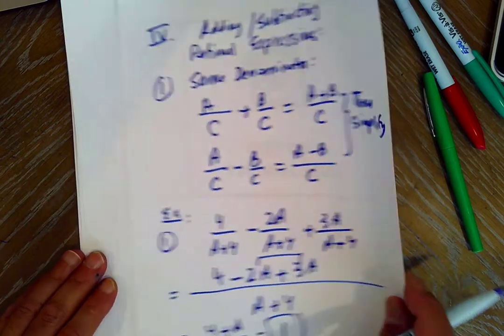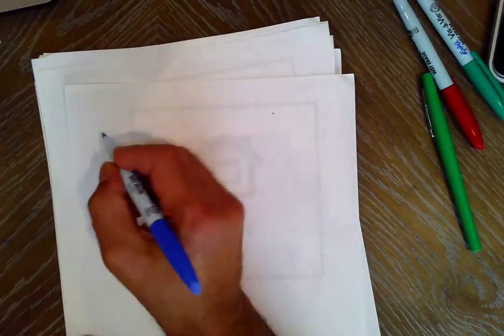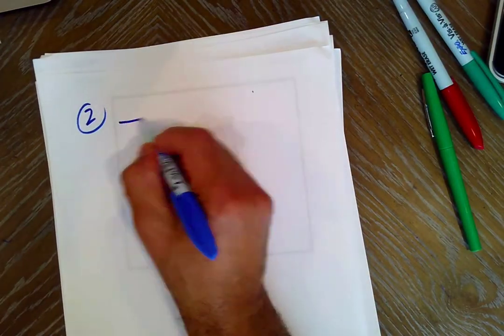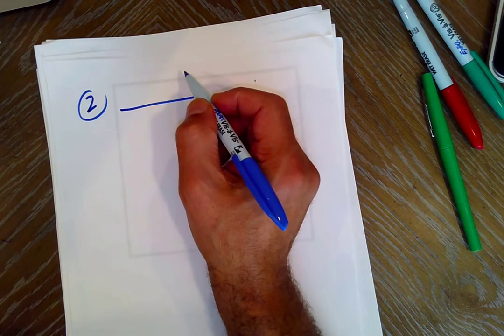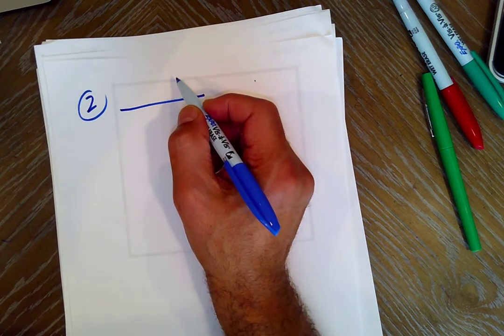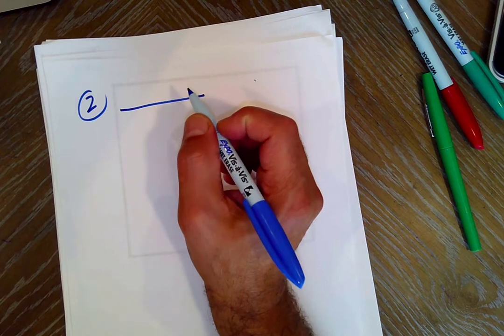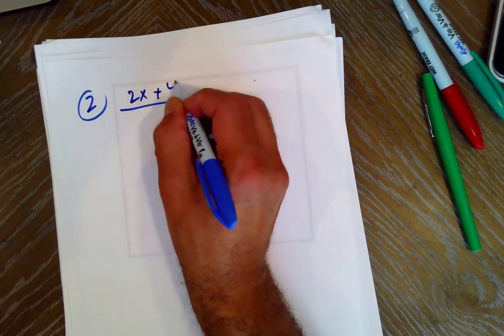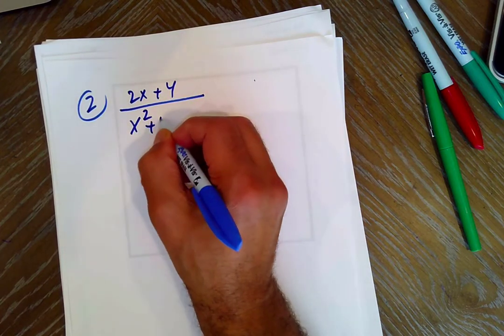Example 2, where the denominators are the same. Now remember, when we're multiplying or dividing, the denominators don't have to be the same. When we're adding or subtracting, they must be the same, otherwise we can't add or subtract.